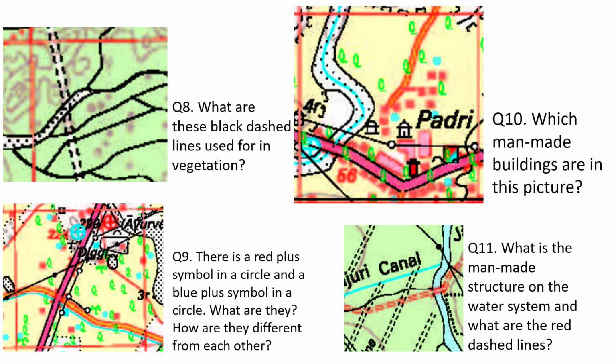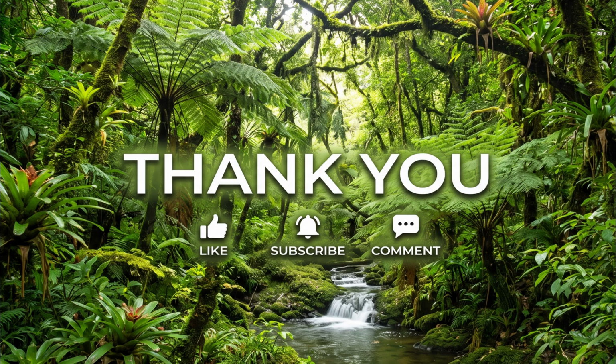The 10th question is about all the man-made buildings which we can see in this picture, in this grid. There are four man-made structures over here, just a hint, and let's see if you can answer all four man-made buildings or not. Now, the 11th one is that there's a man-made structure on the water, and why are there a few red dashes along it. Let's see if you can answer that also or not.